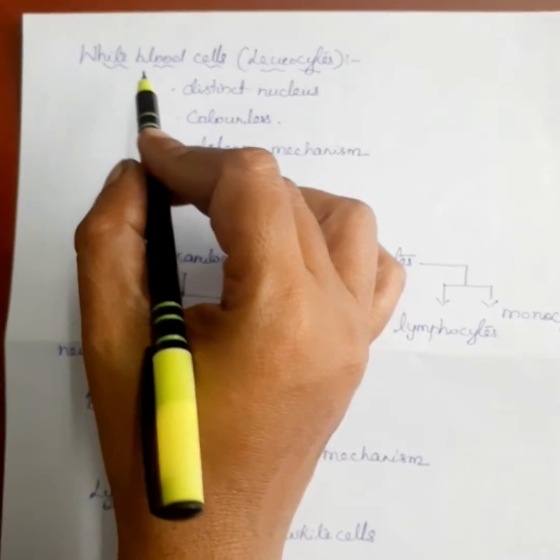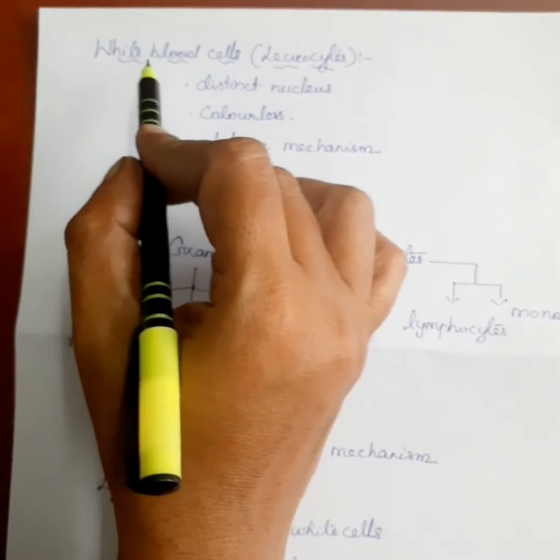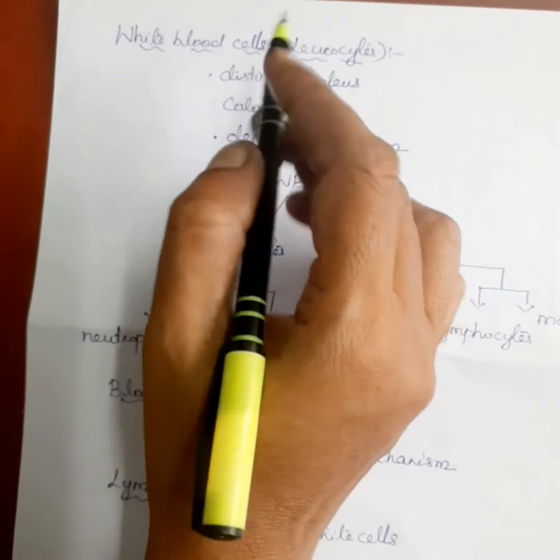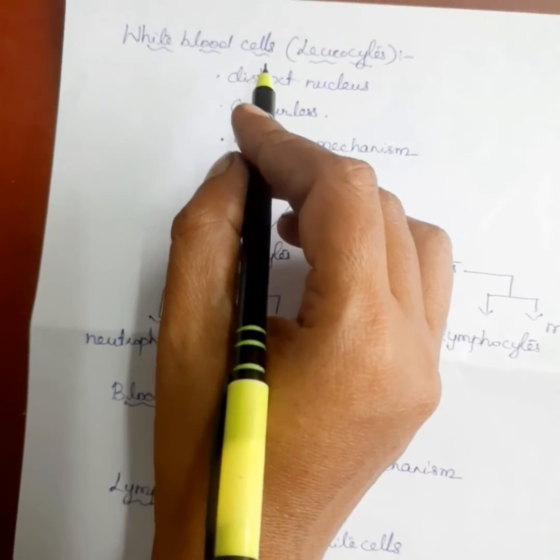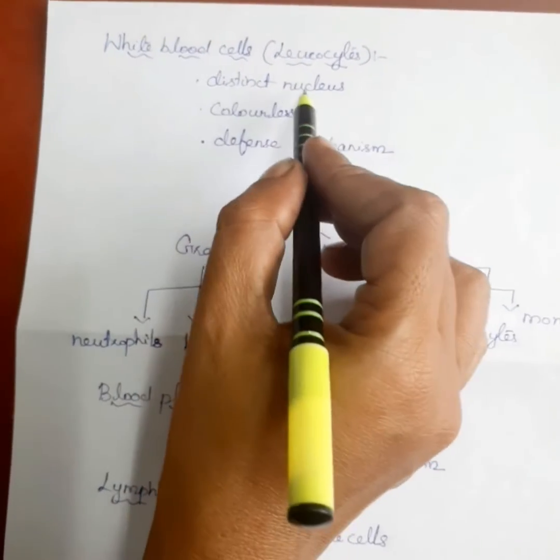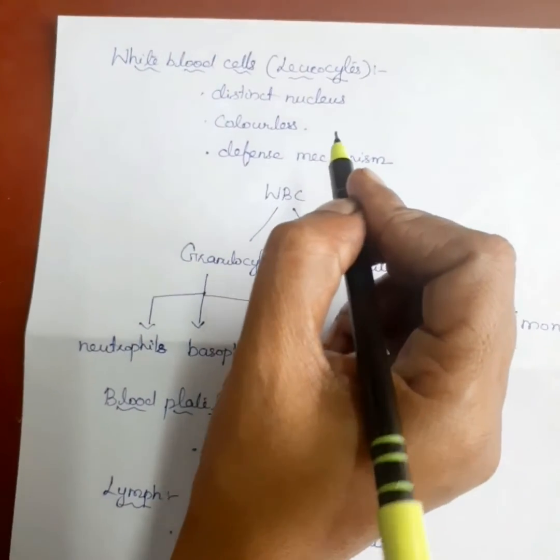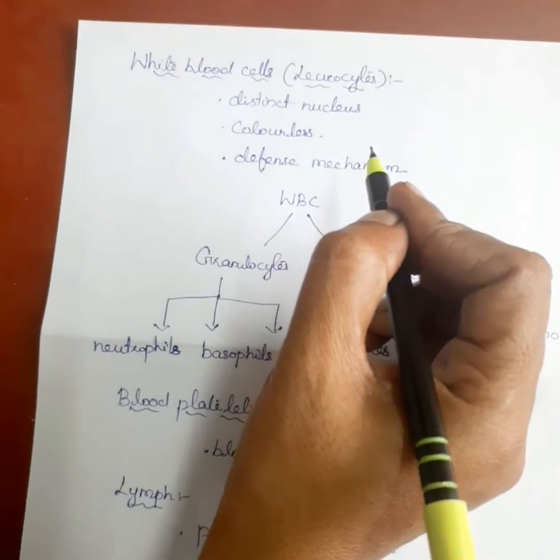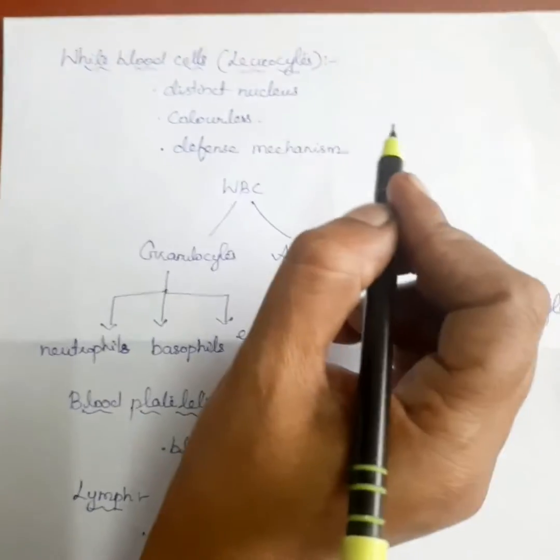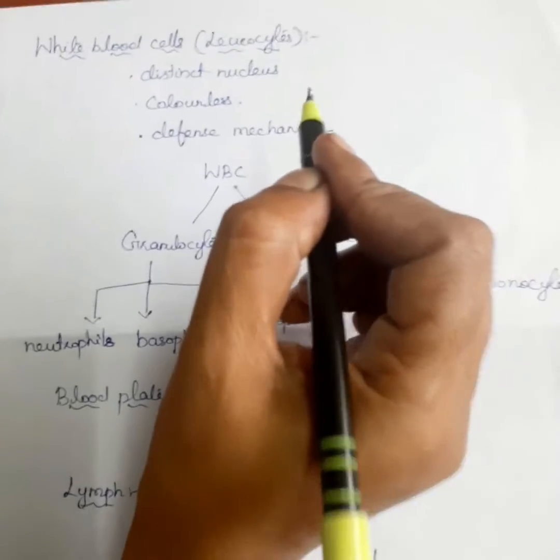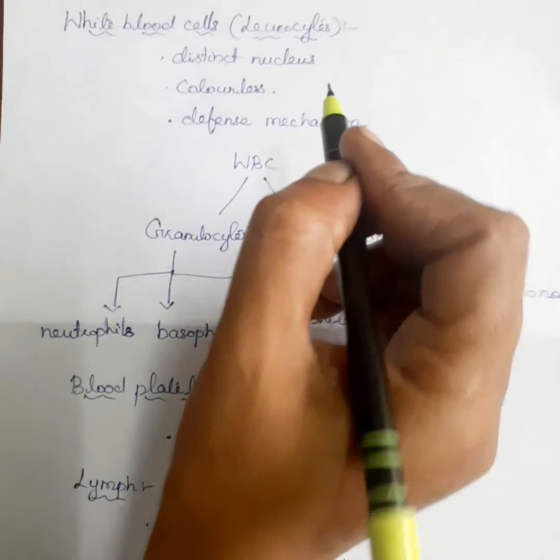Next, we are going to learn about the topic of white blood cells. WBCs are called leukocytes. WBCs have a nucleus. They are colorless cells and have no hemoglobin. But these cells protect the body from disease.